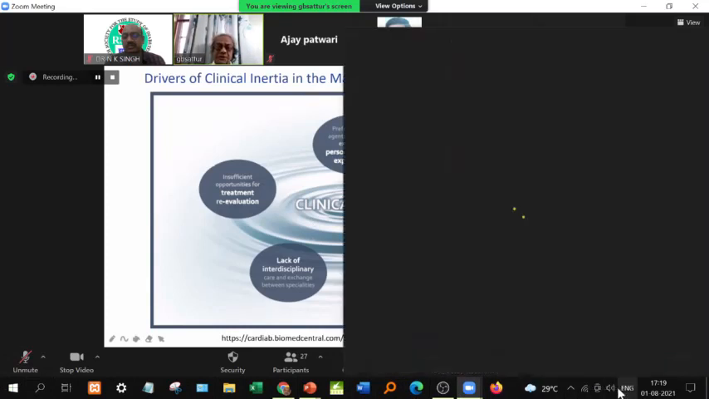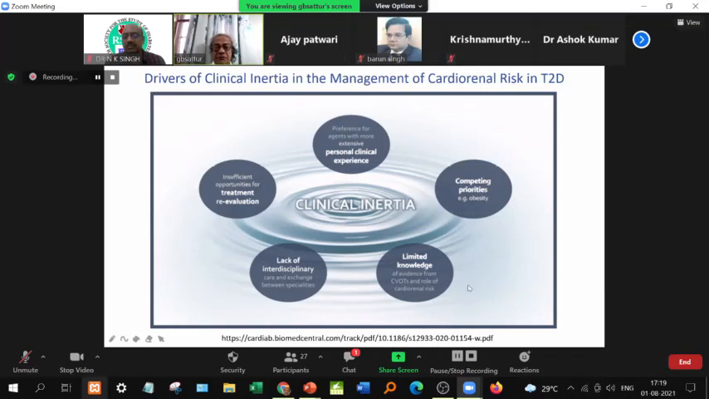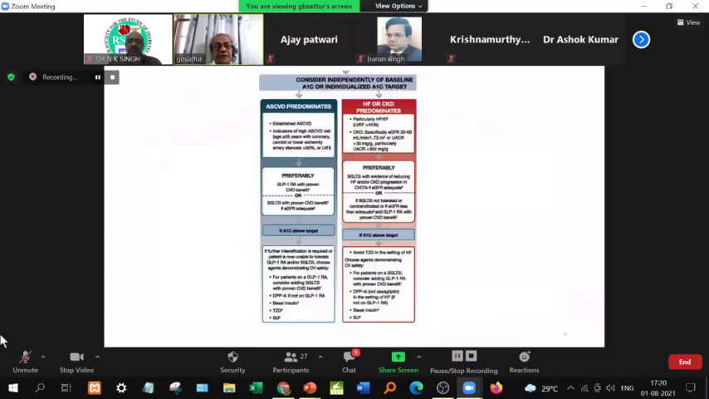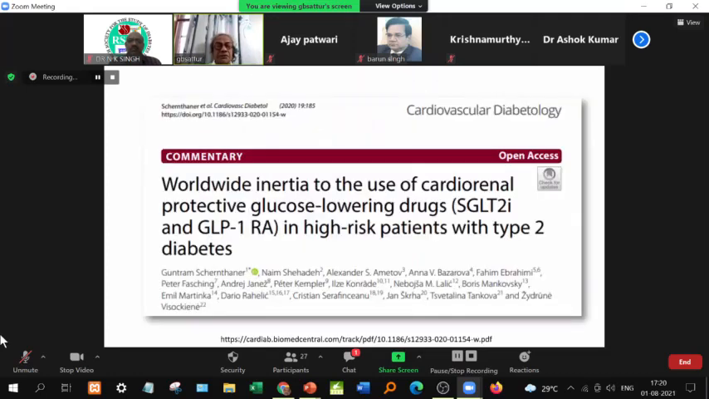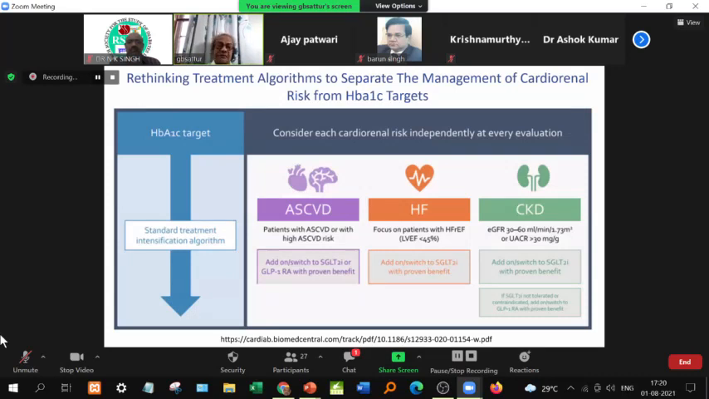Then obesity, as we just saw, limited knowledge of evidence from CVOTs and the role of cardiorenal risk. So one has to really update himself, and there is a lack of interdisciplinary approach, where we don't refer the patients to a cardiologist or a neurologist or even to a dentist when gingivitis could be worsening the diabetes. These have already been dealt with, GLP-1 receptor agonists versus SGLT2 inhibitors. We can see the worldwide inertia to the use of cardiorenal protective SGLT2 inhibitors in high-risk patients with type 2 diabetes has already been excellently dealt with by Dr. Malpani. And even this slide has been shown.